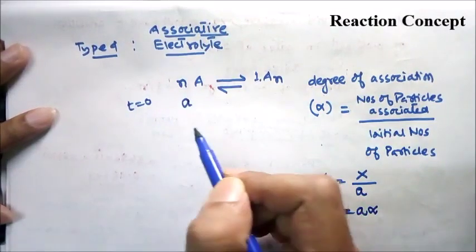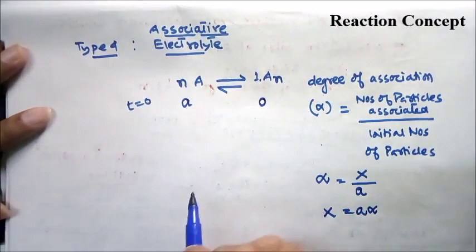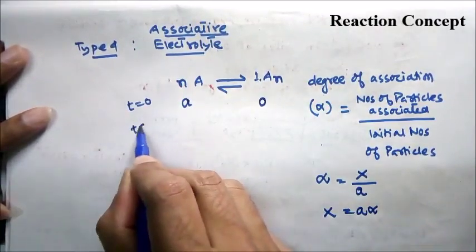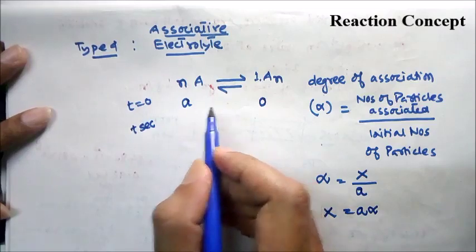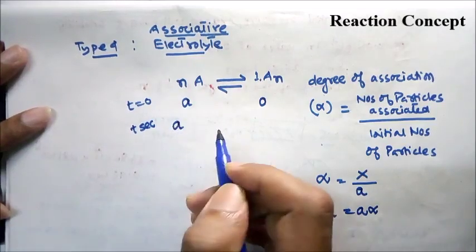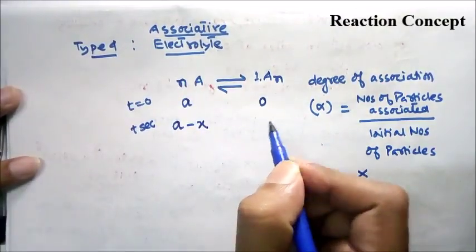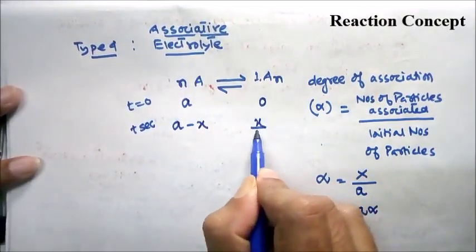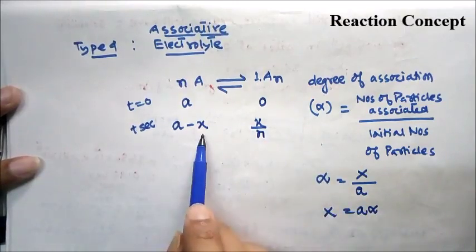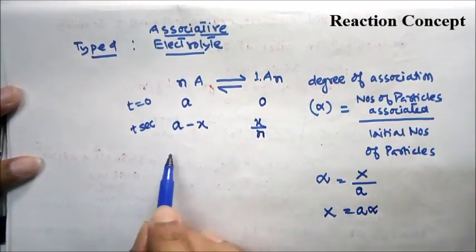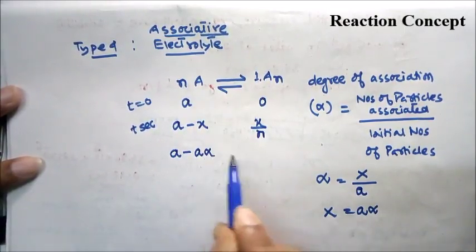A number of particles, okay, then here it will be 0 number of particles. After t second these have associated. Okay, suppose x number of particles have associated and give you x by n number of associated particles. So in place of x we can write A alpha. Okay, here it will be A alpha by n.